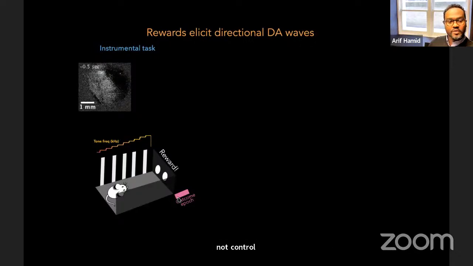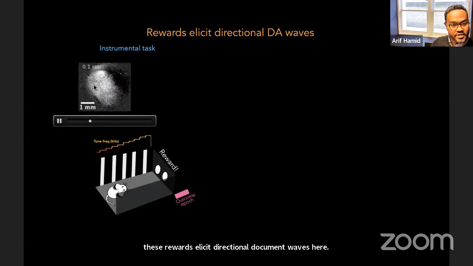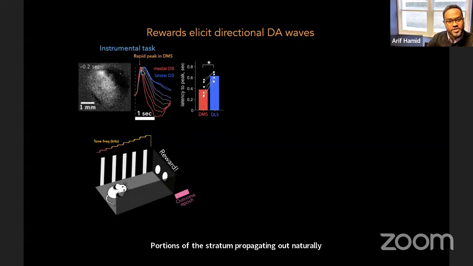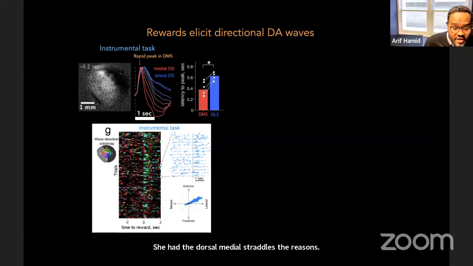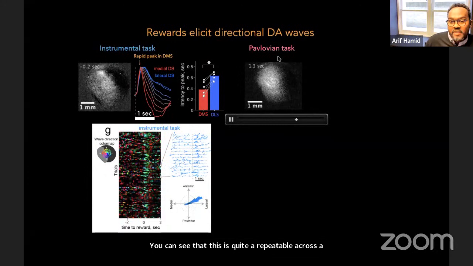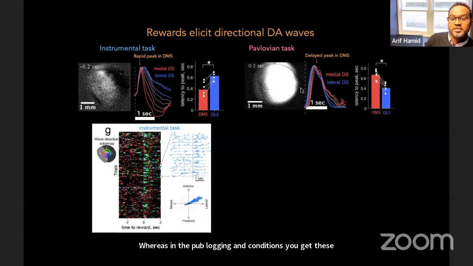What we find is that these rewards elicit directional dopamine waves. Here in the instrumental version of the task, you get a wave that initiates in the more medial portions of the striatum, propagating out laterally. And this tends to produce an early increase in dopamine in the dorsomedial striatal subregions. You can see that this is quite repeatable across trials within a session. Whereas in the Pavlovian condition, you get waves that initiate more laterally and propagate towards the more medial direction. And these produce a delay in dopamine arriving to these more medial portions of the dorsal striatum. This is again repeatable across trials.